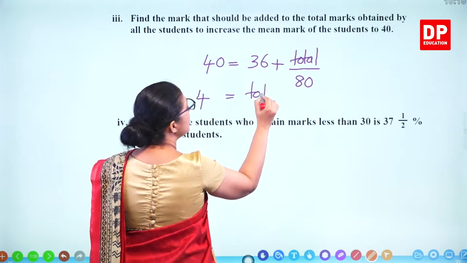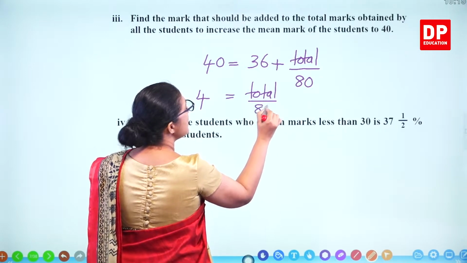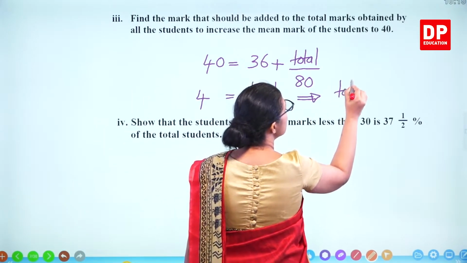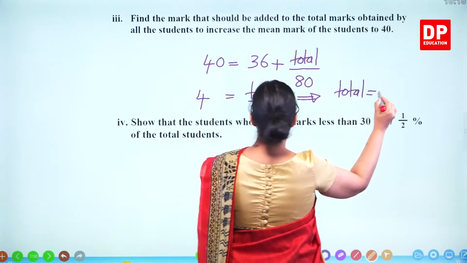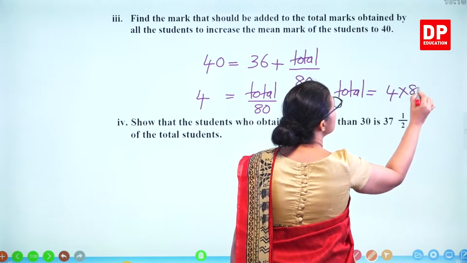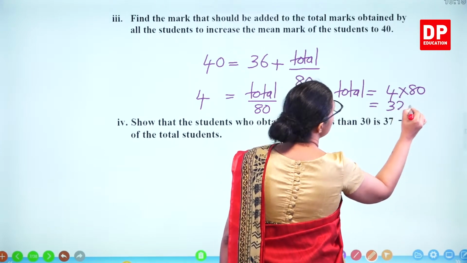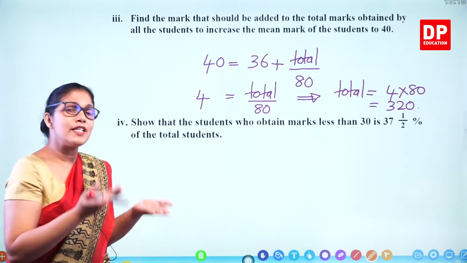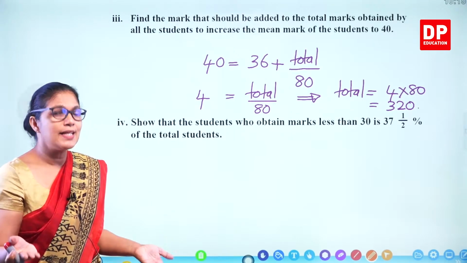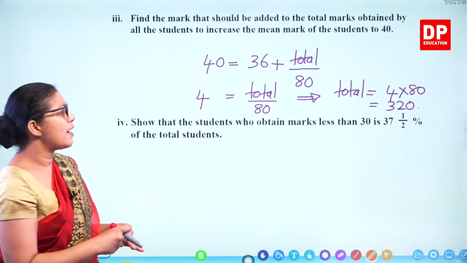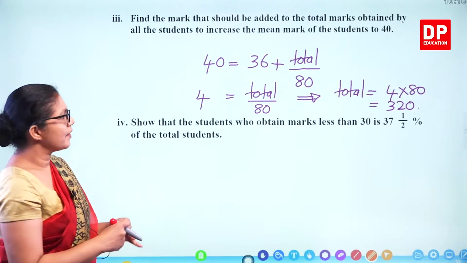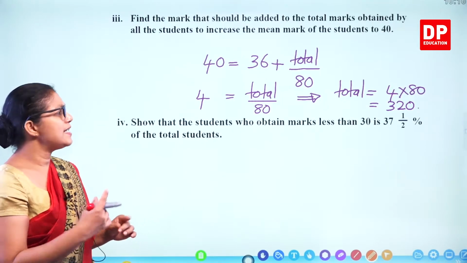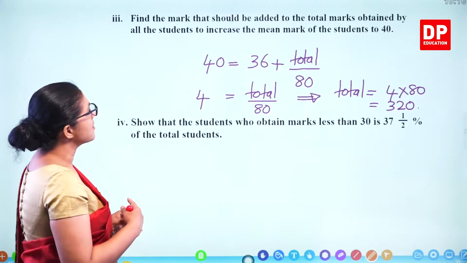4 is total over 80. So what's the total? From this you get 4 times 80, that's 320. Because we know when all marks increase by 4 for all students, the new average also increases by 4. So each one 4 marks, 80 students, 4 times 80, 320 marks.